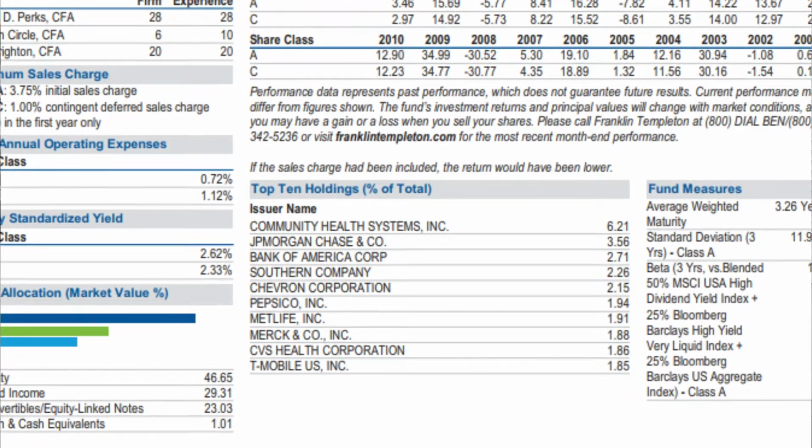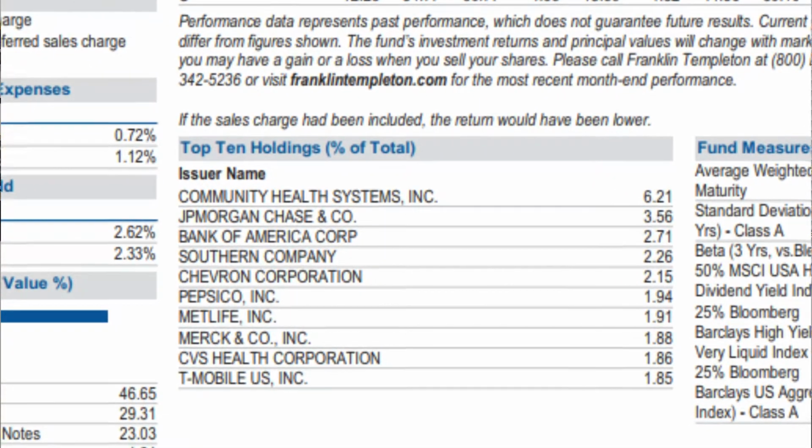And moving just to the right of that, you can see their top 10 holdings. In this particular case, it's a lot of value stocks, or companies that have been around a while and are very well established. You can see JP Morgan Chase, PepsiCo, Chevron, all of these are very established businesses. Now, to the right of that, we look at the fund measures.